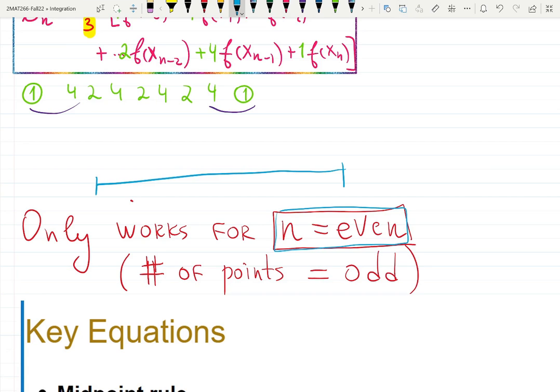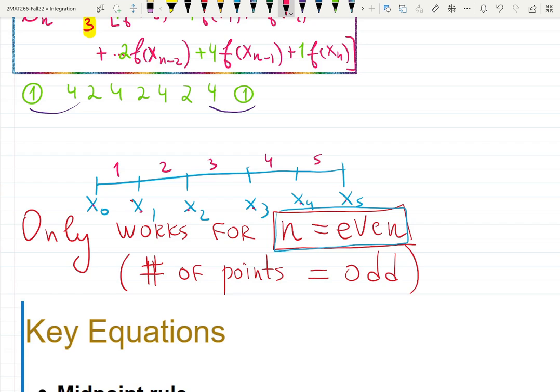We have points x sub 0, x sub 1, x sub 2, x sub 3, x sub 4, x sub 5. How many points is that? 1, 2, 3, 4, 5, 6. If we have 6 points, how many intervals do we have? 1, 2, 3, 4, 5, one less. So this will not work.